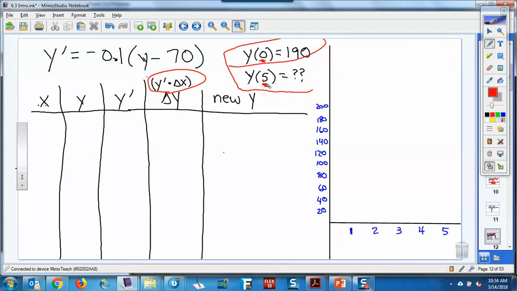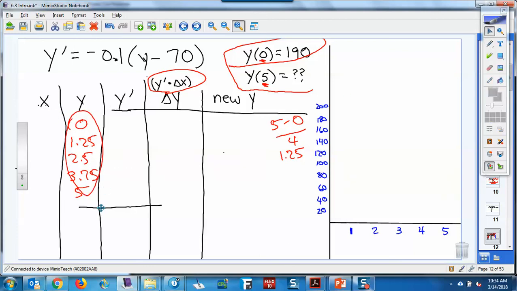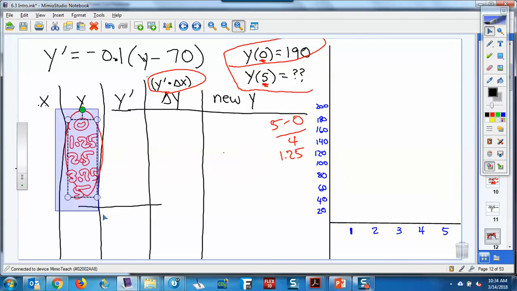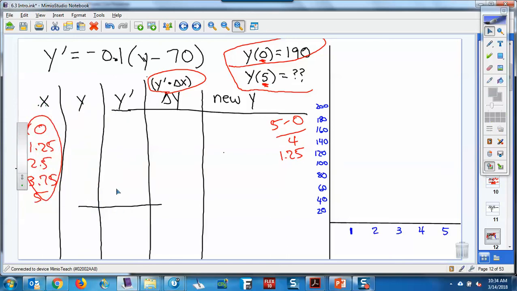So if I told you I wanted you to do 4 steps on this one, it would be 5 minus 0 divided by 4, right? 1.25 would be your step size. So what I would do is I'd come over here. We're starting at 0, 1.25, 2.5, 3.75, and then 5. And there would be my 4 steps, right? That should have been in X.